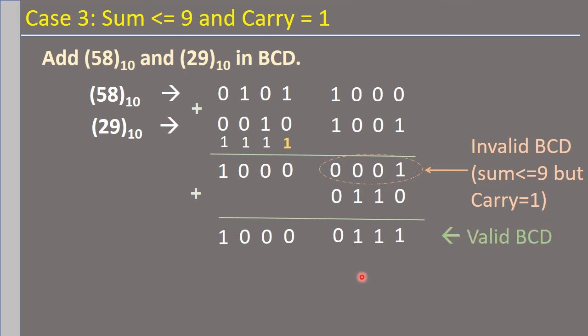Convert it into a decimal number. So 1000 is nothing but 8, and 0111, that is 4 plus 2 plus 1, it is 7. So when 58 is added with 29, you obtain 87 as a result.